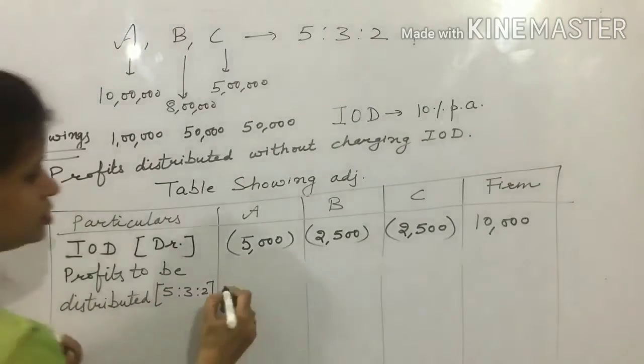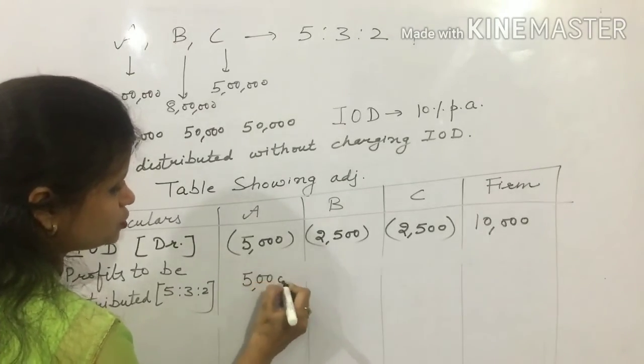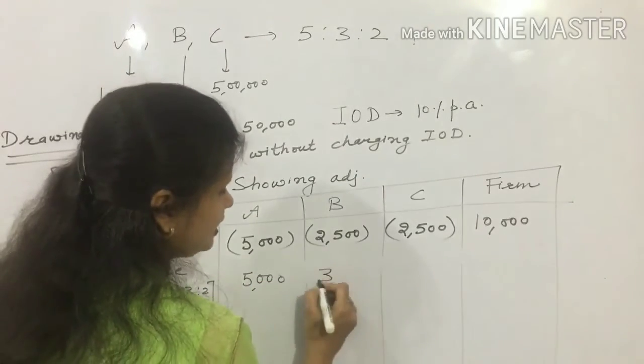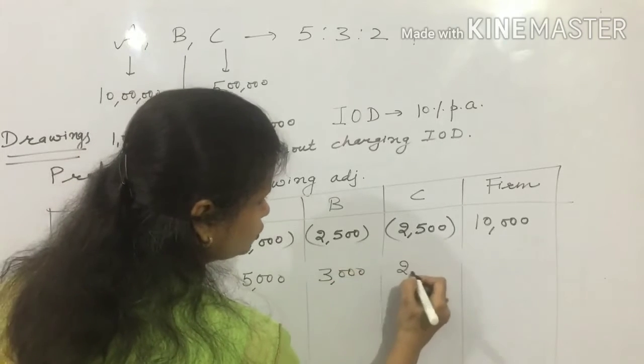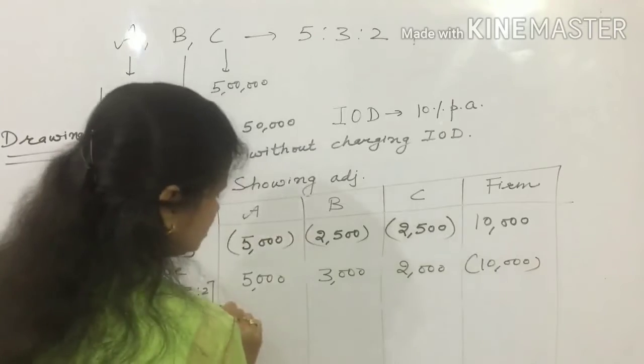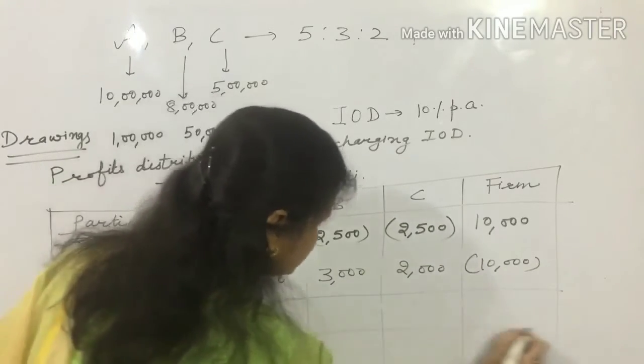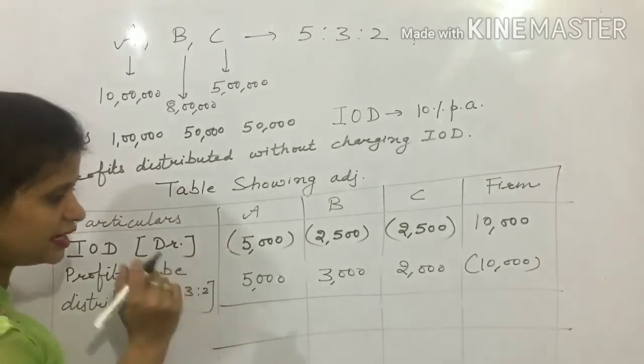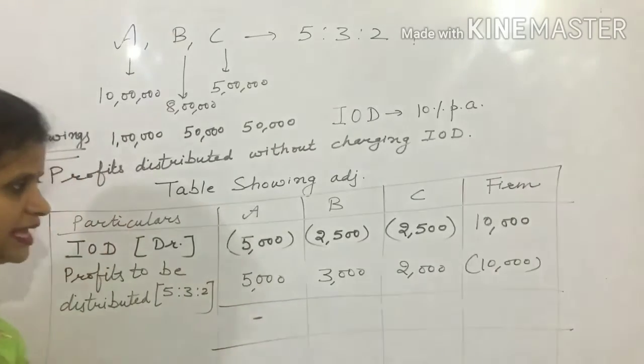You can distribute 5:3:2. 5,000 A will get, 3,000 B will get, and 2,000 C will get, and the firm will be debited with 10,000. Now the net effect. A debit 5,000, credit 5,000, so no effect on A's capital.